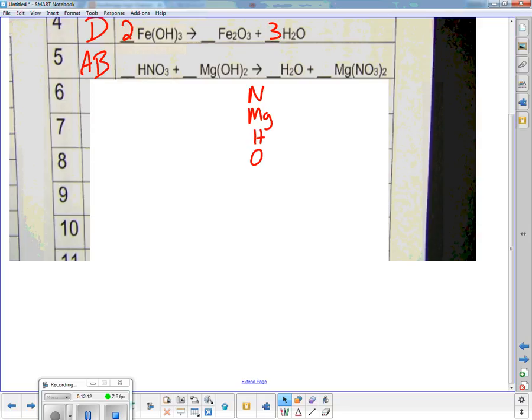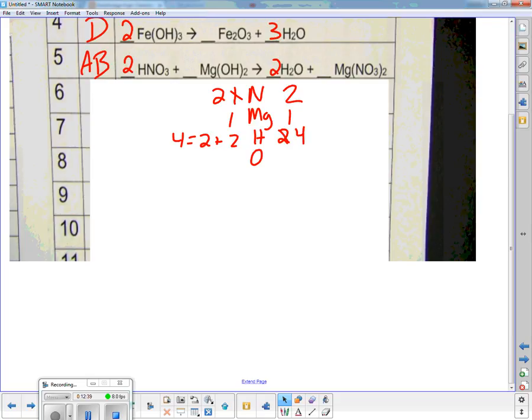So going through, nitrogen, 1 on the left, 2 on the right. So I'm going to put a 2 in front of this. Magnesium, 1 on the left, 1 on the right. Hydrogen, I've got 2 plus 2 more, giving me 4 on the left. And I only have 2 on the right, so I'm going to have to put a 2 to get 4.